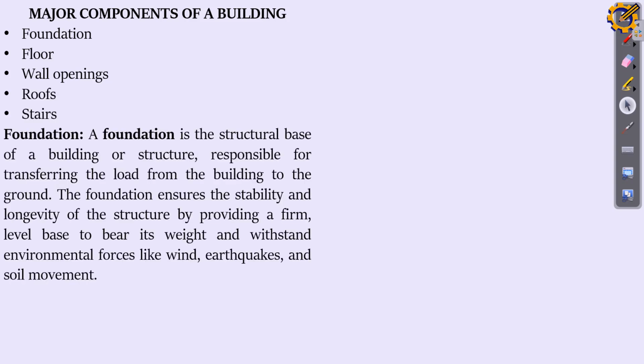All right, major components of a building. Number one, foundation. After setting out, they do the foundation. After the foundation, the next component is the floor. After the floor, we have wall openings. After wall openings, we have the roof. After the roof, we have stairs. I think these are the five major ones I'll be focusing on.